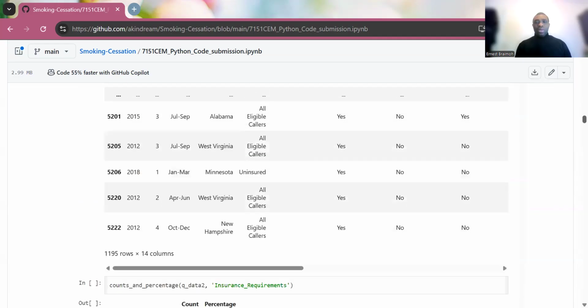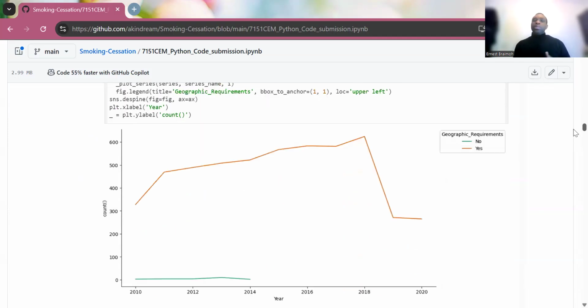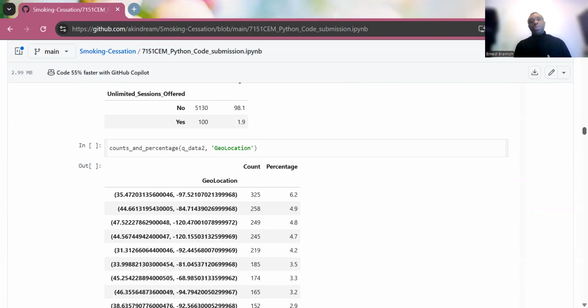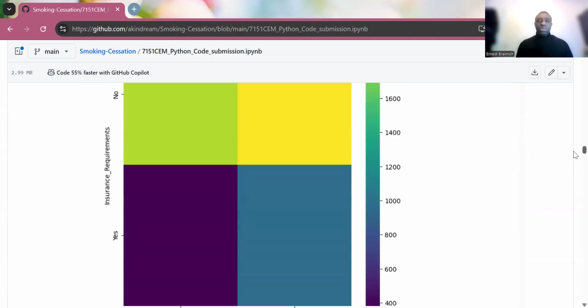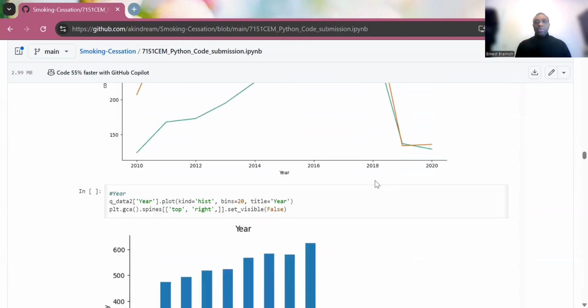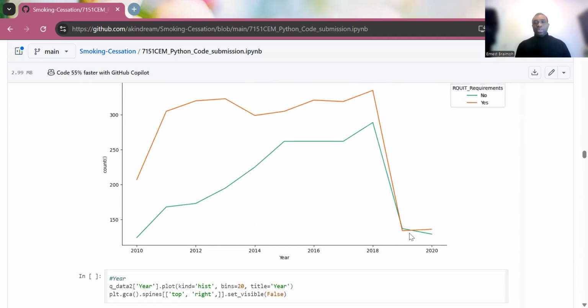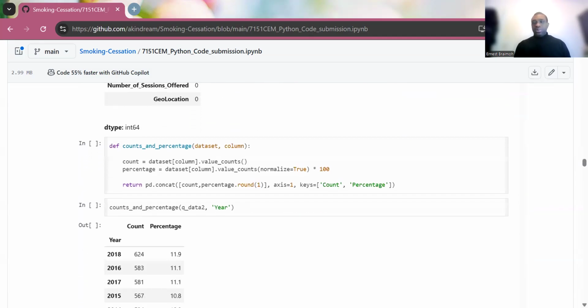So the age requirements. This is about the quitline service, how it makes people quit. They really quit after 30 days. They really quit using tobacco, the cessation of tobacco. So again, you can see how it was trending, and they changed the format.